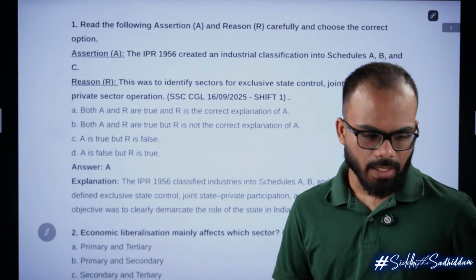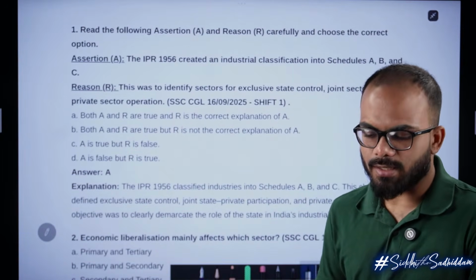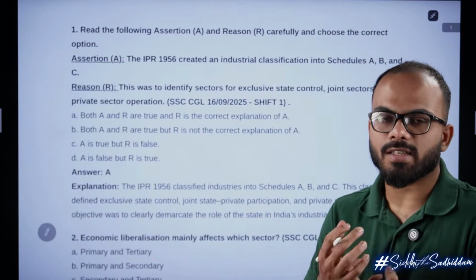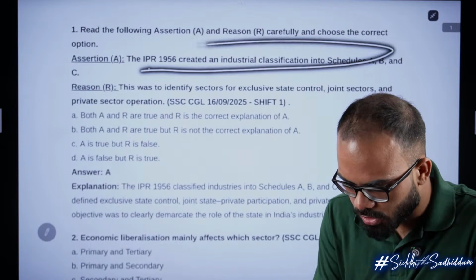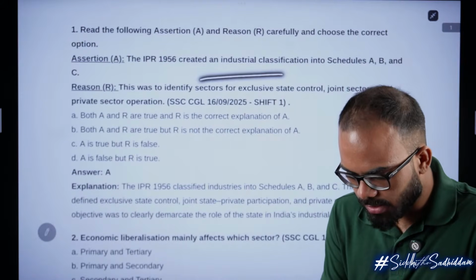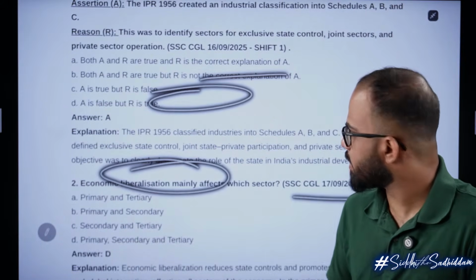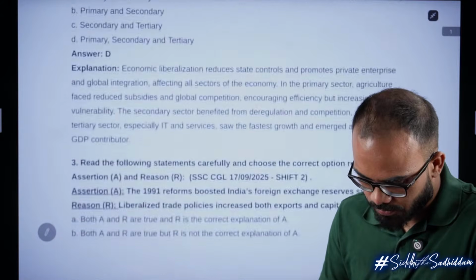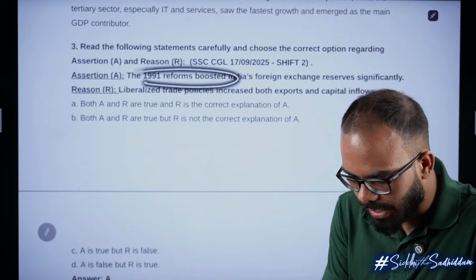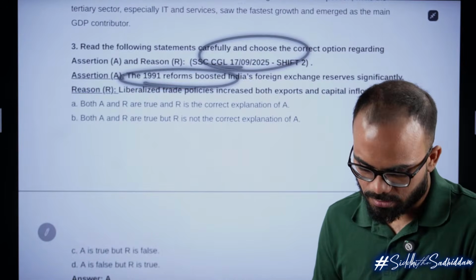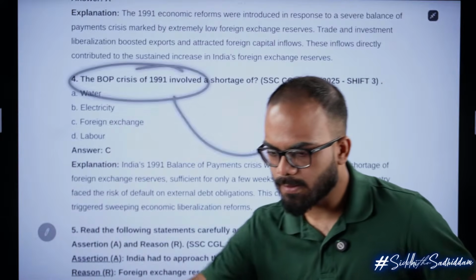So before I dwell into the topic, I want to show you the PYQs. You don't have to answer anything. I'll just show you the PYQs to help you understand and realize the importance of the topic. Industrial policy resolution, a CGL question. Economic liberalization question that was asked in CGL 2025. Next question, read the following sentences carefully. 1991 reforms, CGL question. Then balance of payment crisis, CGL question, right?